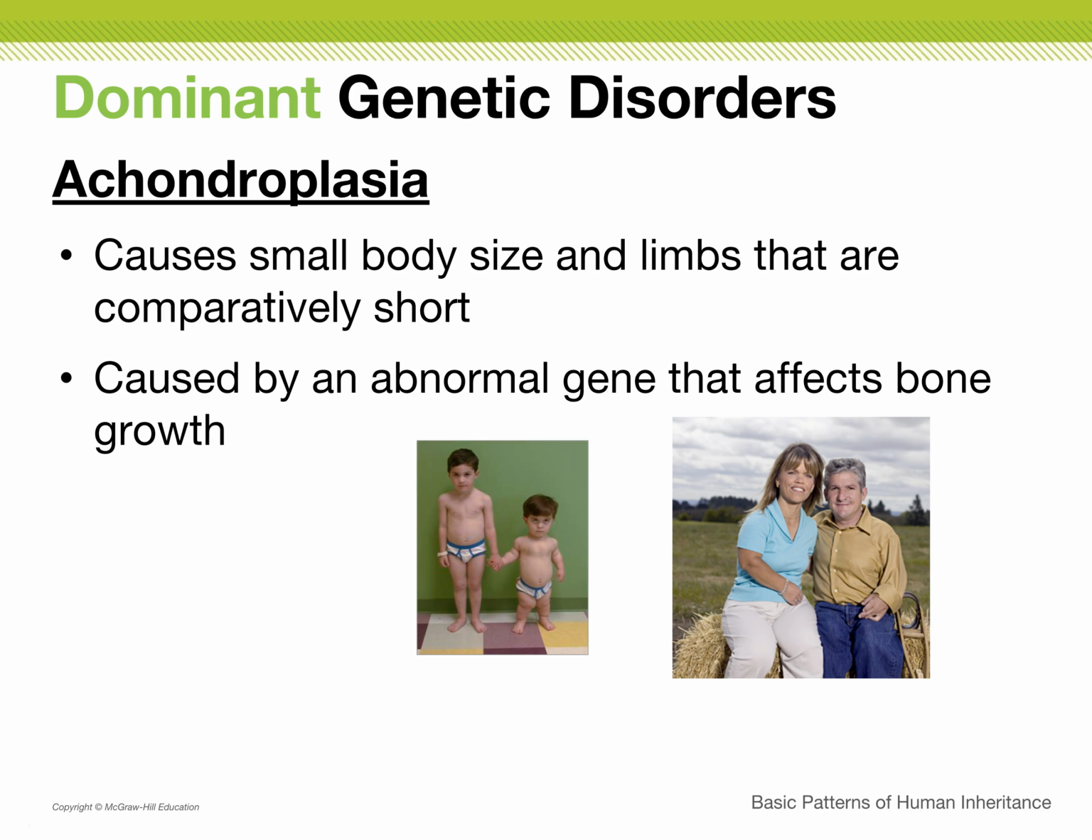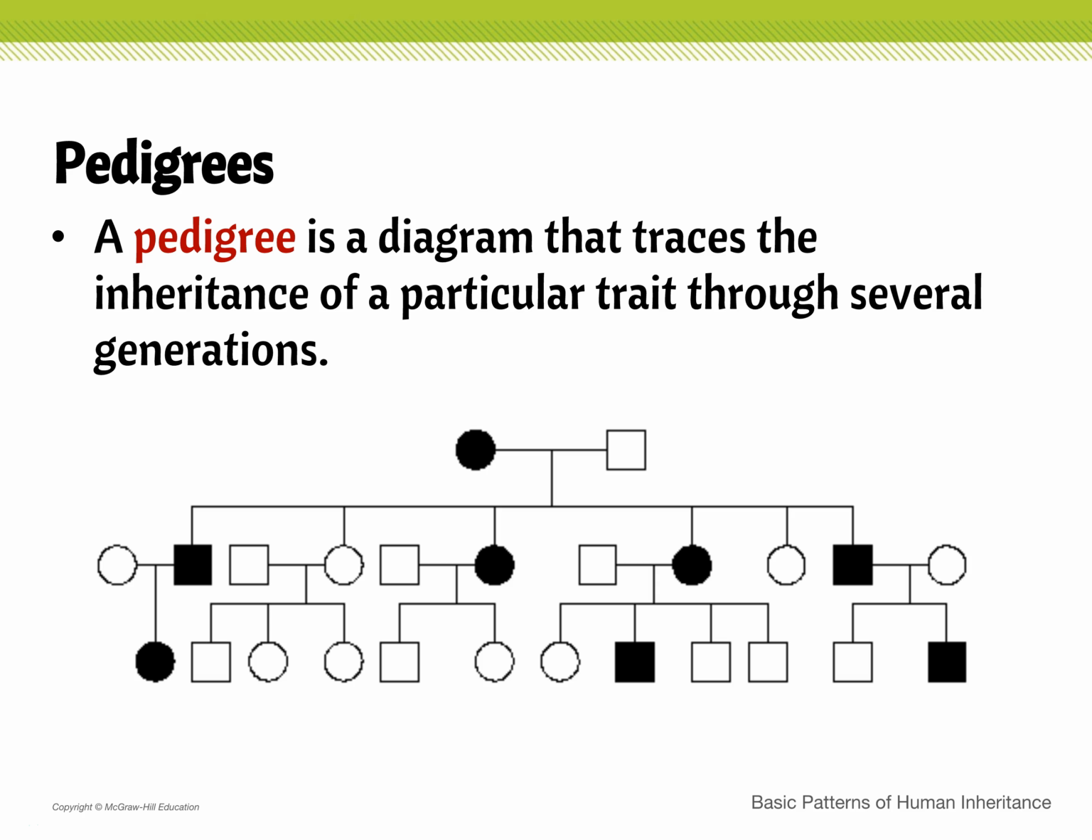Okay, so those are some examples of recessive disorders and dominant disorders. So one tool that scientists use to trace these disorders through families, because like I was talking about in Huntington's, it would be really good to see if you have a history of some disorder in your family to know what your chances would be to pass it on to your kids. So one tool that scientists use is called a pedigree.